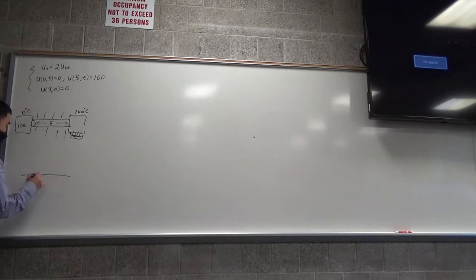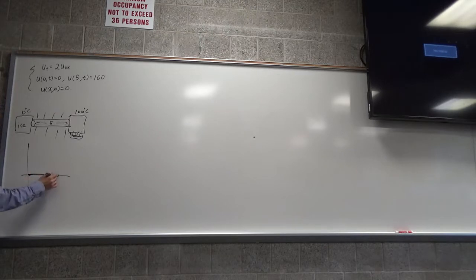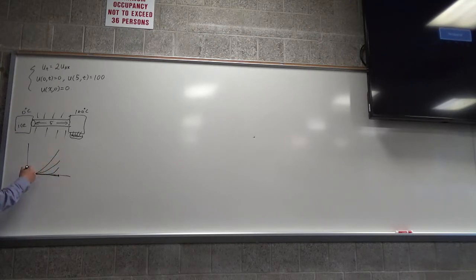Initially it will be 0, but because the right side is being heated, this is going to go up like that. If this is 100, then when it does reach 100, the left side is kept at 0 and the right side is kept at 100, so at some point it will get closer and closer to this straight line. And that's what's going to happen, right?